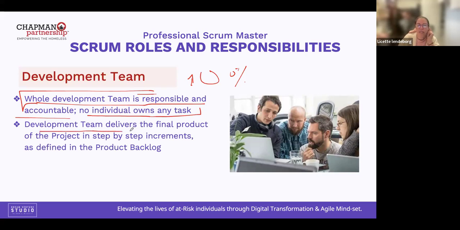So the development team delivers the final product of the project in step-by-step increments. We know that. Increments is one of the 3 artifacts of Scrum, as defined in the product backlog. So the whole development team is responsible, and the development team delivers the final product, step-by-step increments, as defined where?